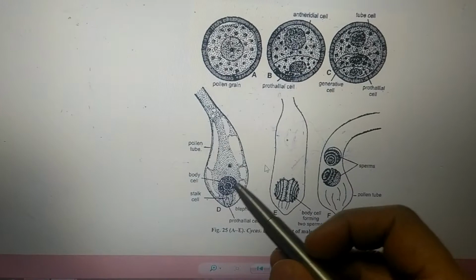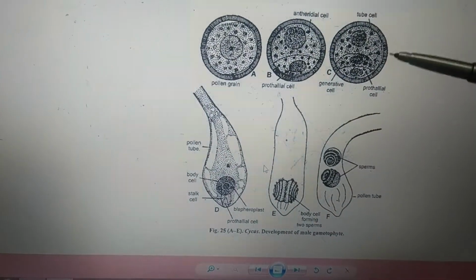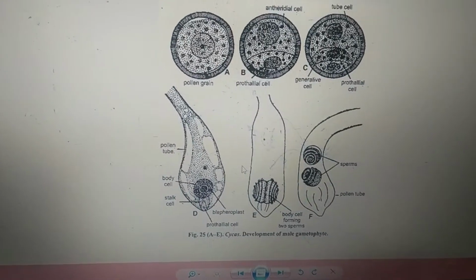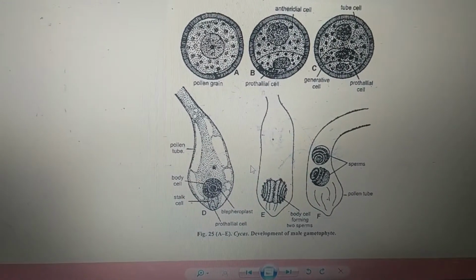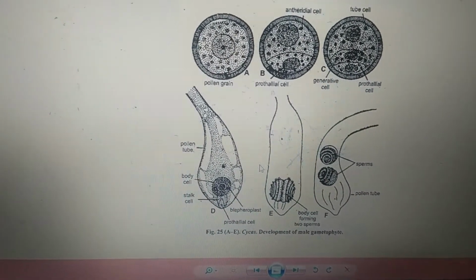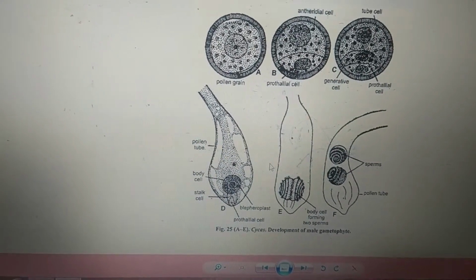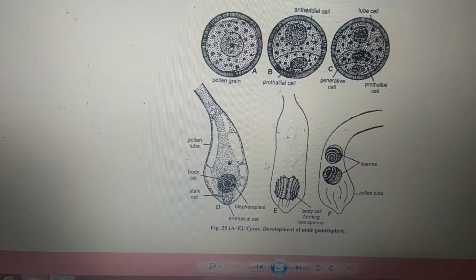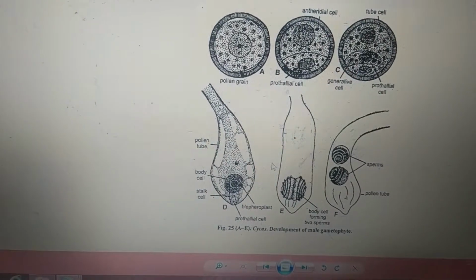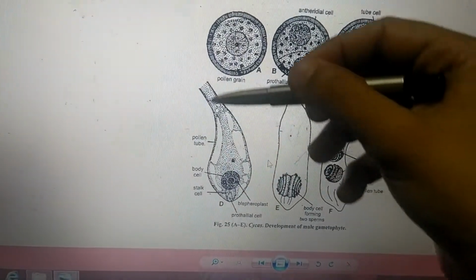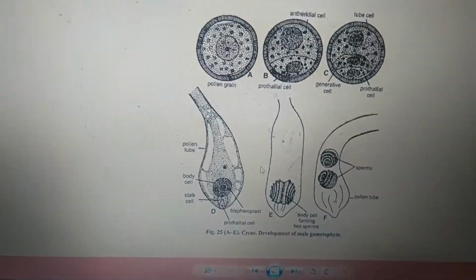Yet the sperms are not formed. The microspore is in this 3-celled stage. Further development leads to the formation of the sperm. For that it requires nutrients, and that nutrient comes from the ovule only. The ovule is going to provide the nutrient, but the absorbing part is very important. That absorption is done by this pollen tube.